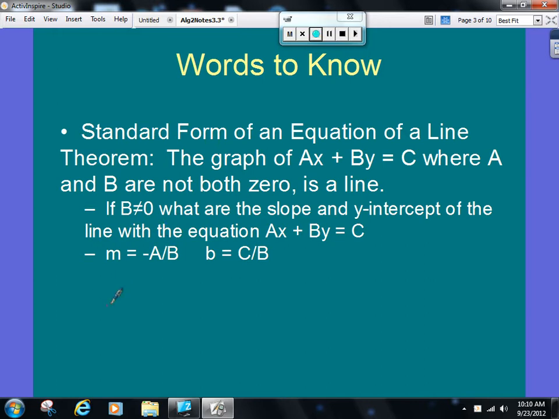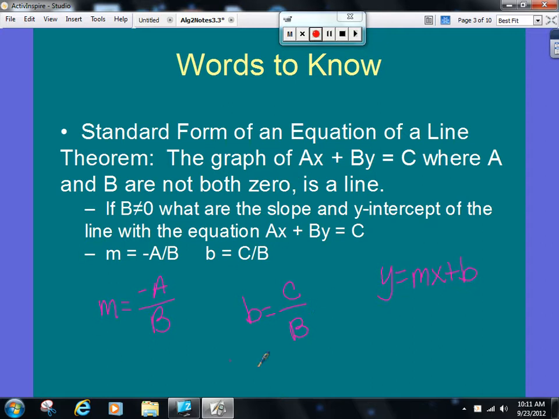Then you can have this: your slope will be negative a over b, and your y-intercept is going to be c over b. And I'm going to be 100% honest, I never have used this. I am super duper amazingly awesome at y equals mx plus b, and I'm super duper amazingly awesome at solving for y. So I almost always take my standard form and put it in slope-intercept form.